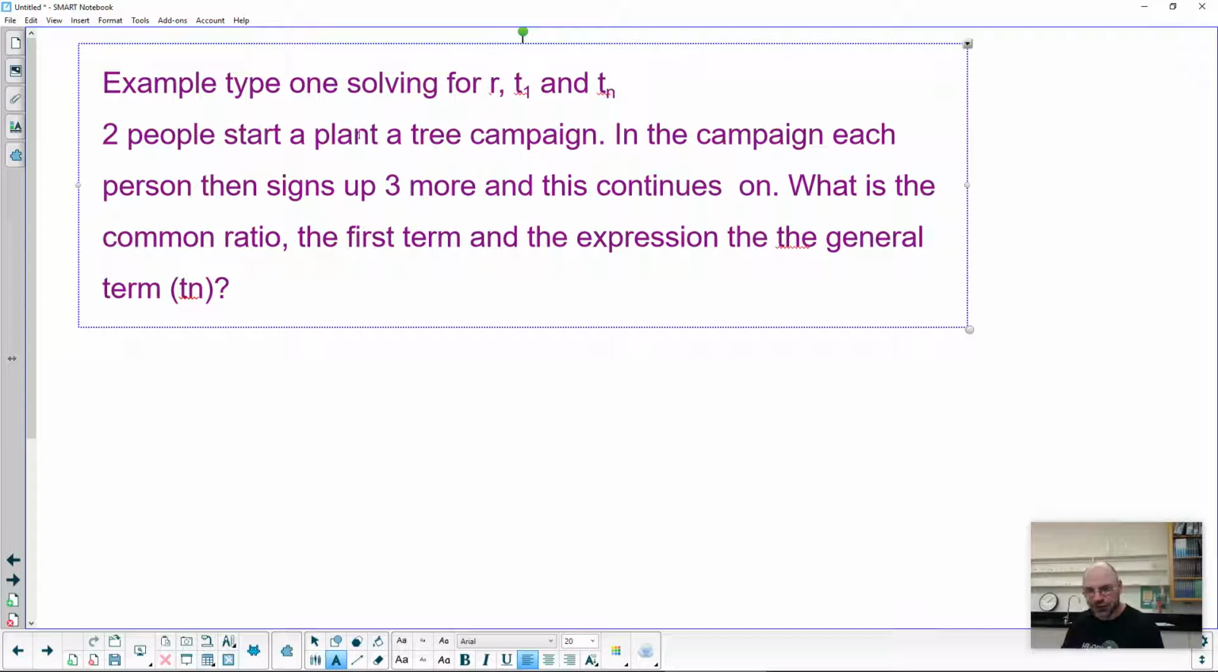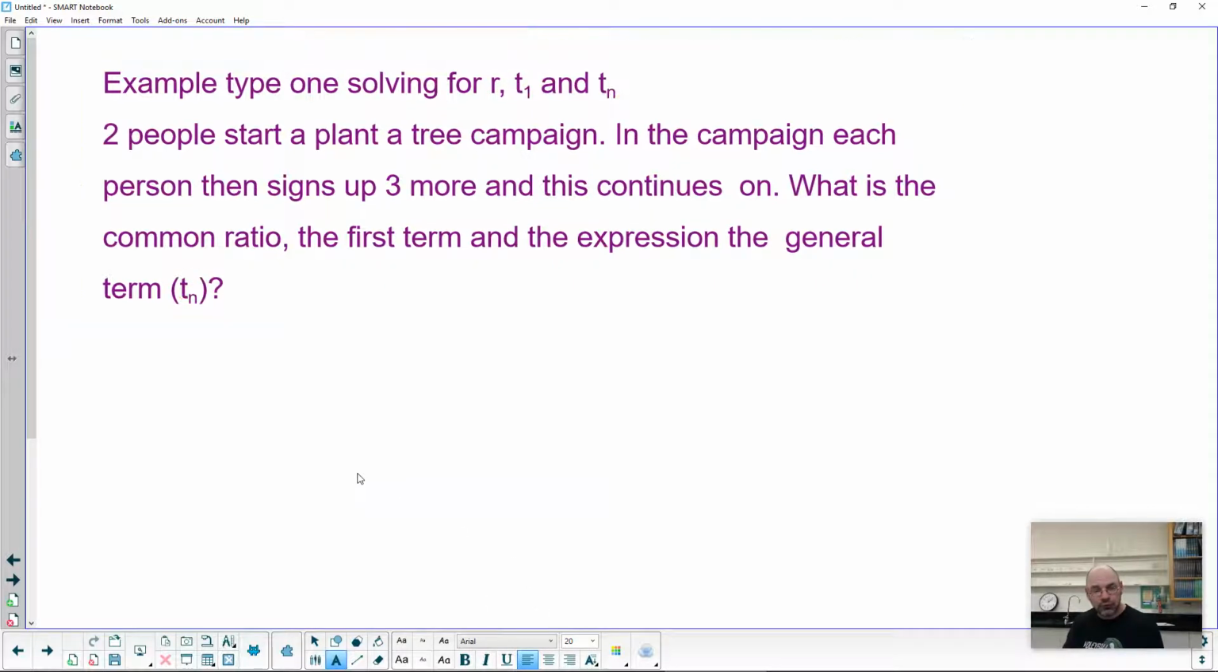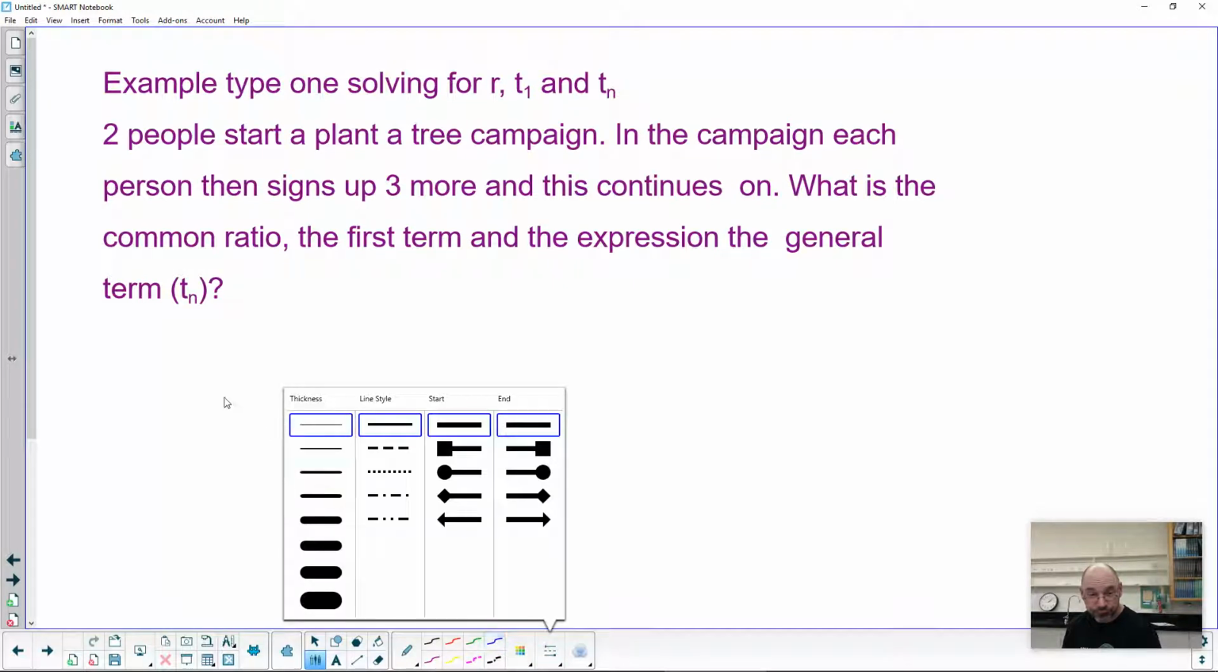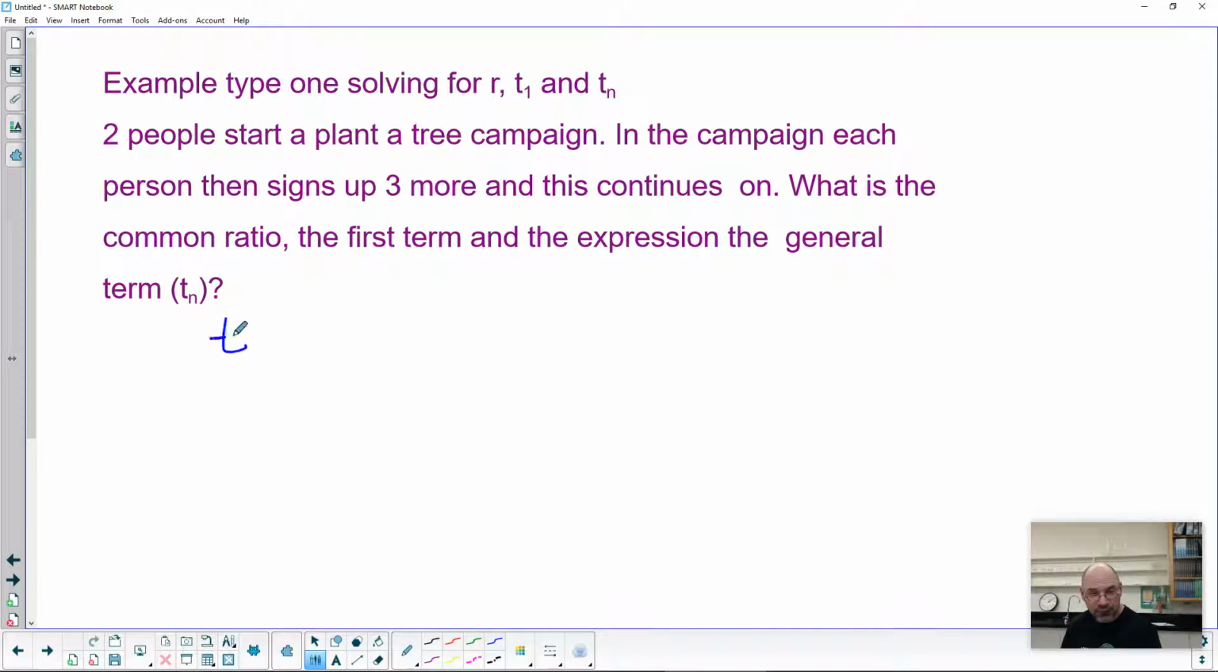So the general term represents Tn. Let's put this in subscript. The first thing we should answer is, okay, 2 people start a tree planting campaign. If you're starting with 2 people, that's your first term. So our first term is going to be 2. T1 is equal to 2 people.